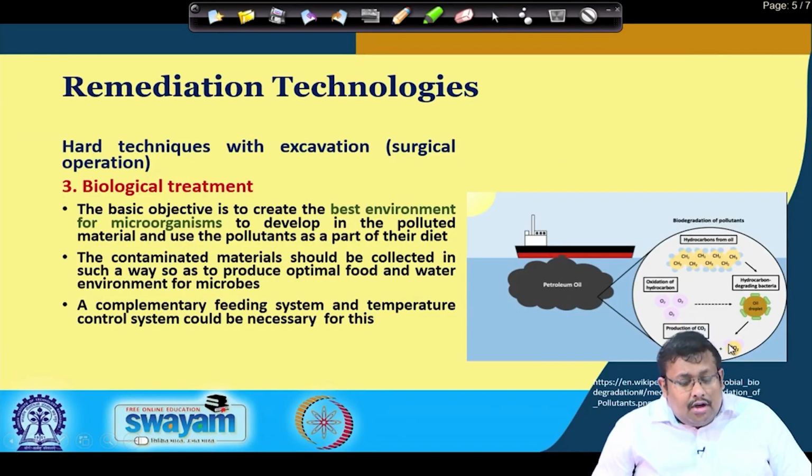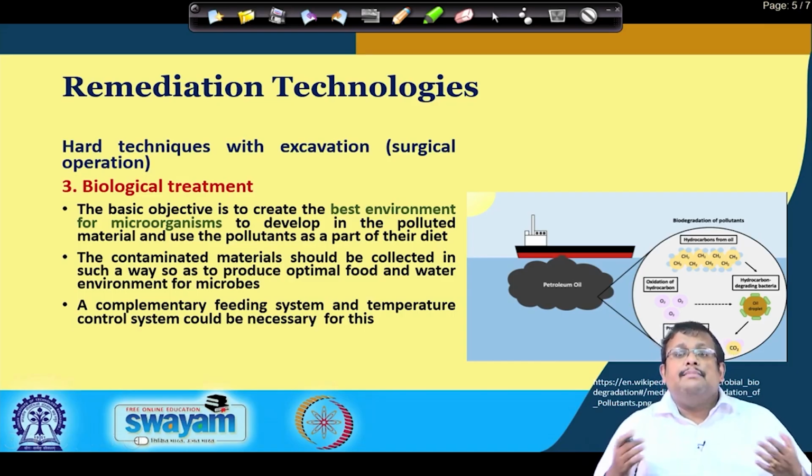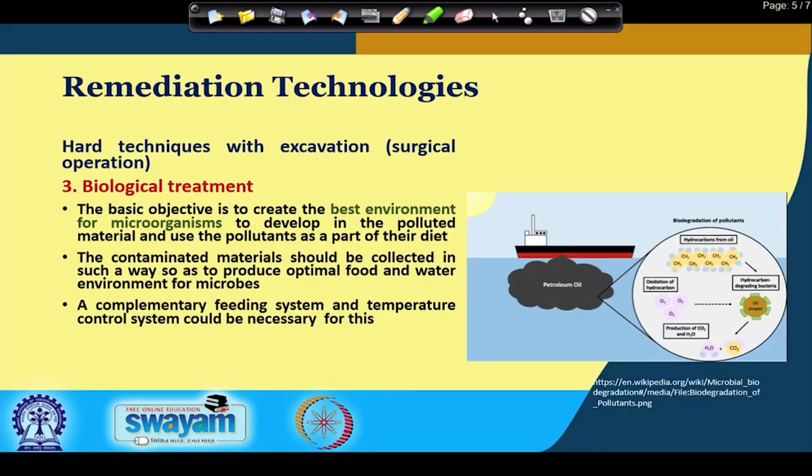So, remediation technologies, also hard technologies, an example of hard technologies is biological treatment or bioremediation. Now, the basic objective is to create the best environment for microorganisms to develop in the polluted materials and use the pollutant as a part of their diet. The contaminated material should be collected in such a way as to produce an optimal food and water environment for the microbes, and a complementary feeding system and temperature control system could be necessary for this.